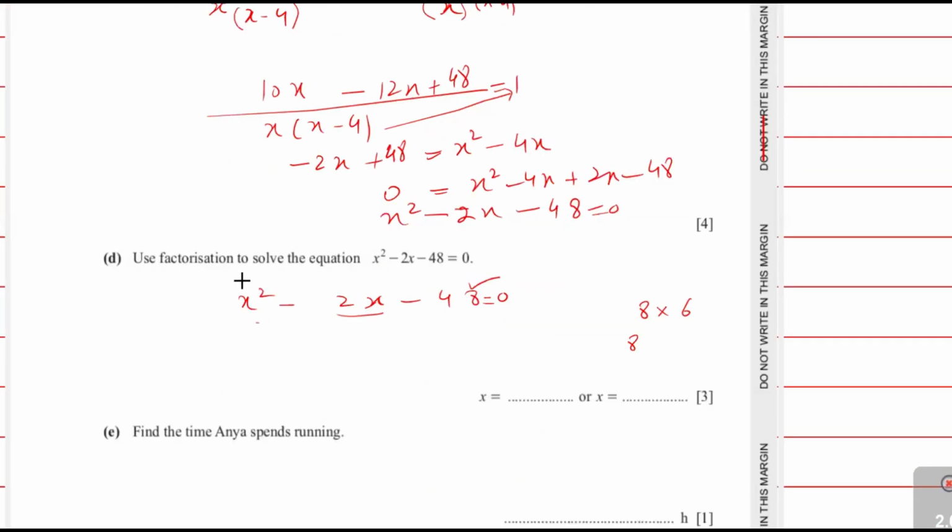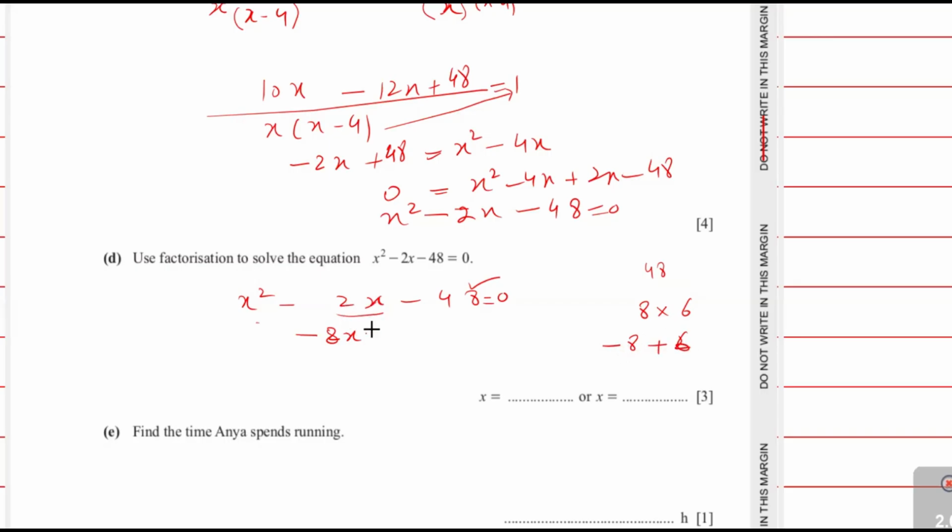Part D, use factorization to solve the equation. Look here, the left hand side is a quadratic expression, and we can solve it by the middle term breaking method. We will take factors of 48 in such a way that when we subtract or add, we get minus 2. Look here, the factors of 48 are 8 and 6.